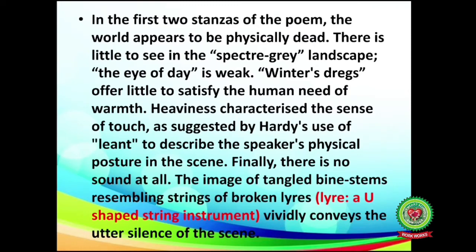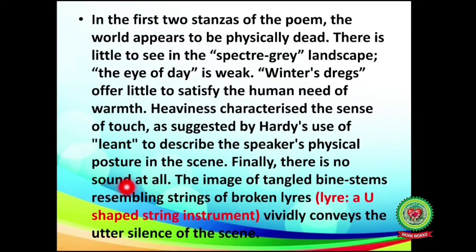The landscape is spectre grey. Light of the sun is fading fast and the remaining part of the winter does not provide warmth which human beings need. Heaviness characterized the sense of touch, as suggested by Hardy's use of lent to describe the speaker's physical posture in the scene. So, children, even the speaker in the poem is not standing erect, he is leaning, which indicates that the speaker is gloomy, he is in a hopeless mood.